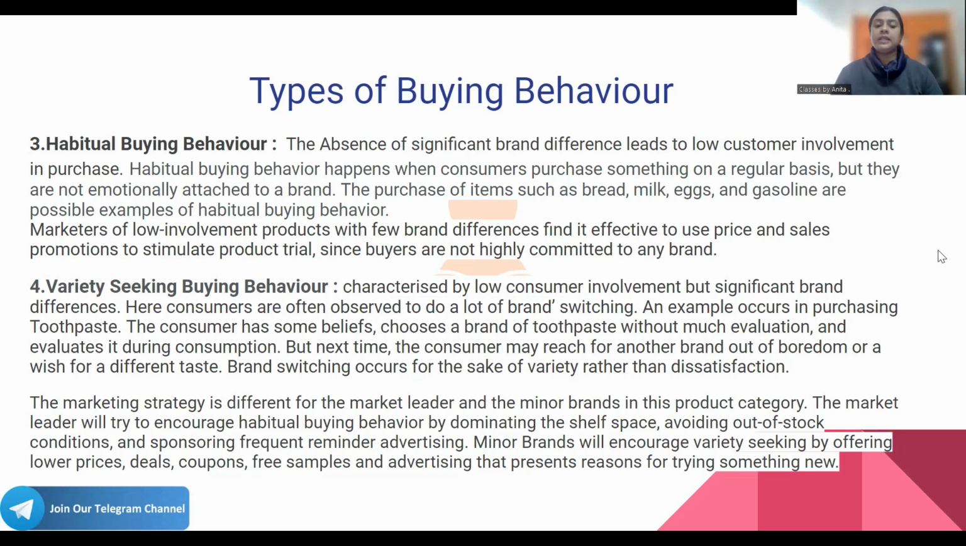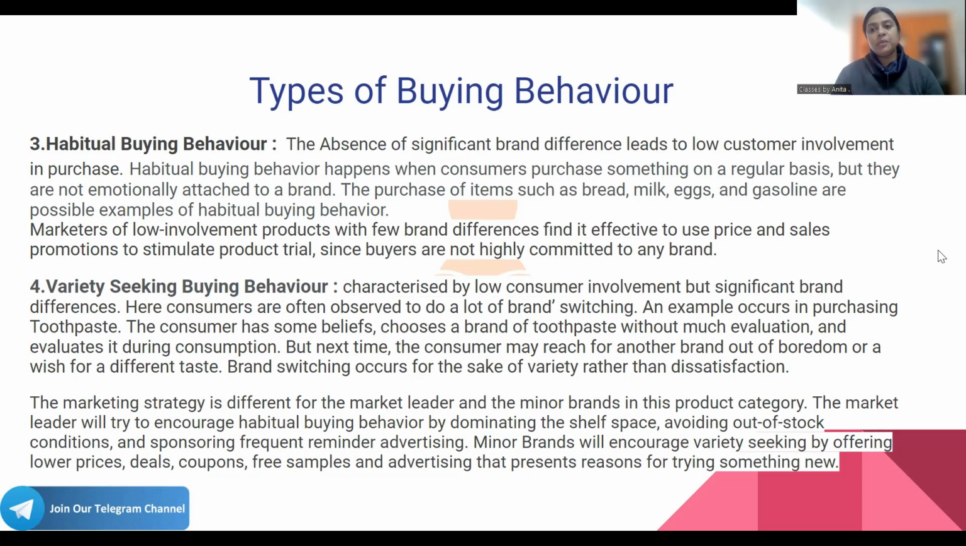So variety seeking buying behavior is characterized by low consumer involvement but significant brand difference. Here consumers are often observed to do a lot of brand switching. An example occurs in purchasing toothpaste. The consumer has some beliefs, chooses a brand of toothpaste without much evaluation and evaluates it during consumption. By next time, the consumer may reach for another brand out of boredom or wish for different taste. Brand switching occurs for the sake of variety rather than dissatisfaction.